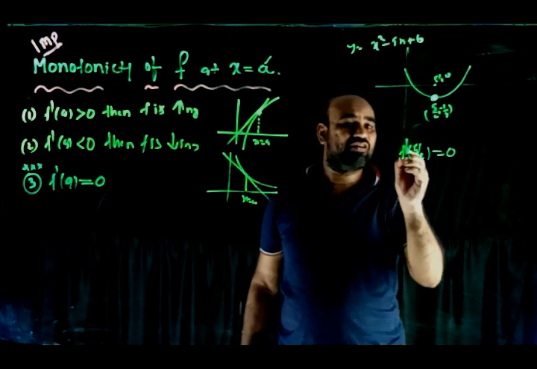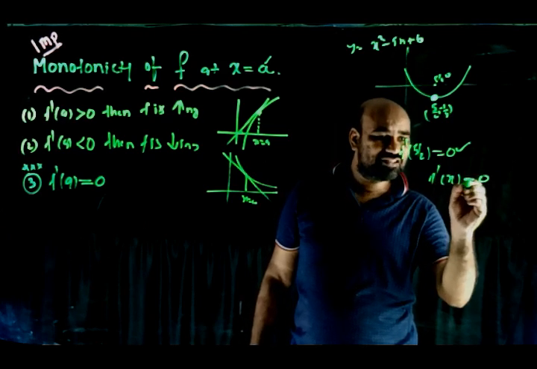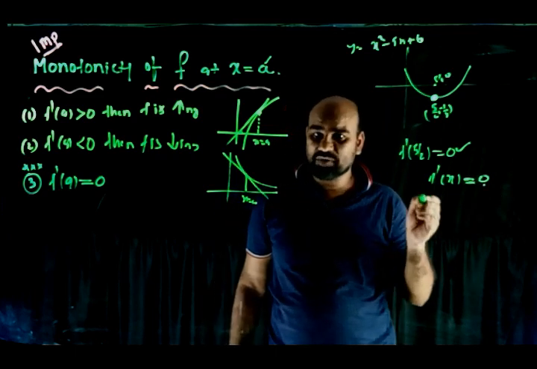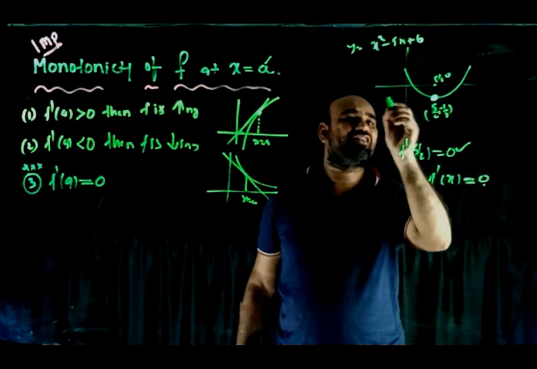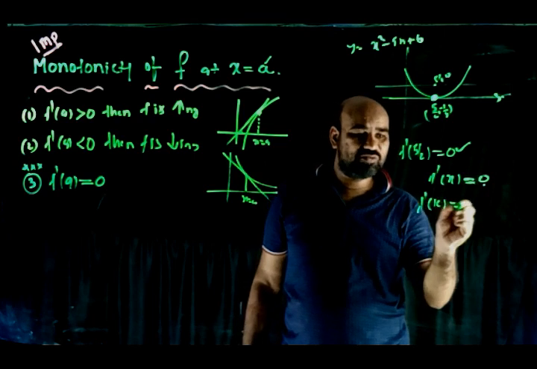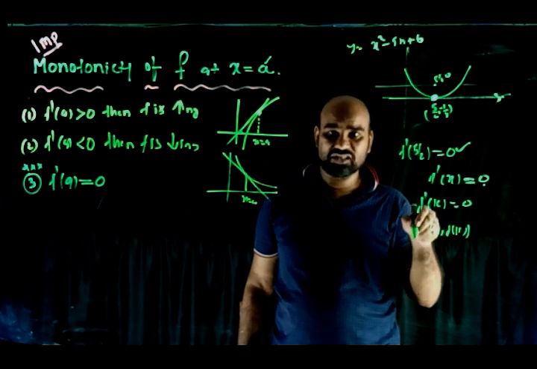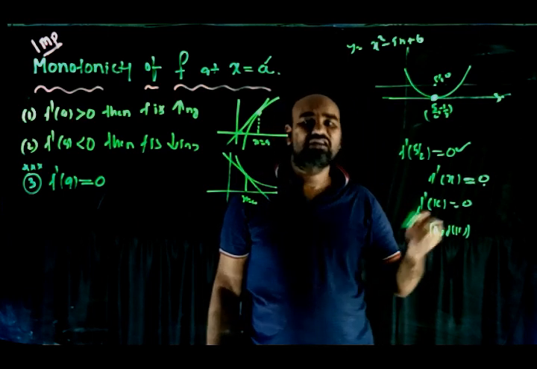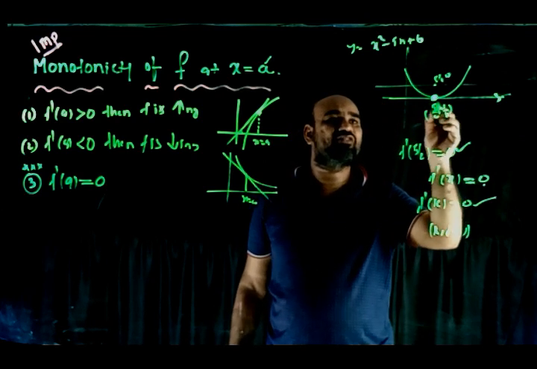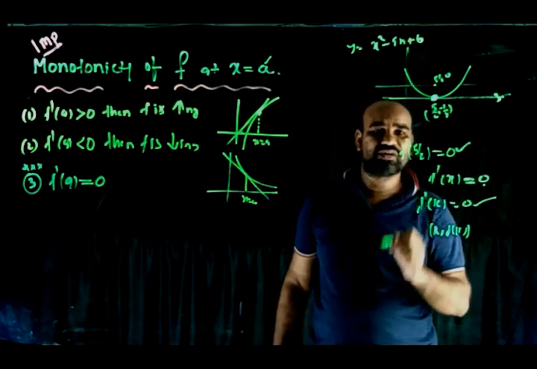Observe here. f dash of 5/2 equal 0, what is the meaning of that? f dash of x equal 0, what is the meaning of this? The slope of the curve at that particular point equals 0, meaning the tangent drawn at that particular point is parallel to the x-axis. So here you can draw a tangent that is parallel to the x-axis. Understand: f dash of k equal to 0 means, for a function of x, at (k, f of k), if you draw a tangent, the tangent is parallel to the x-axis. Here f dash of 5/2 equal 0 means at (5/2, minus 1/4), if you draw a tangent to the parabola, the tangent is parallel to the x-axis. That's why f dash of 5/2 equals 0.